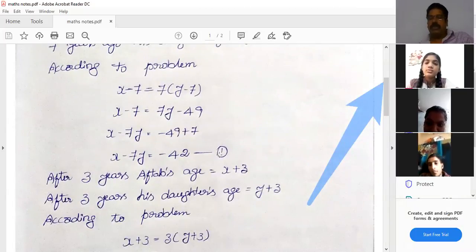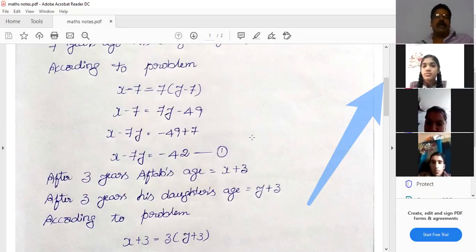That is the first equation. Does everyone understand the first equation? This is the first equation: X minus 7Y equal to minus 42. Understand everyone? Now the second condition in the question is after 3 years hence, which means after 3 years.